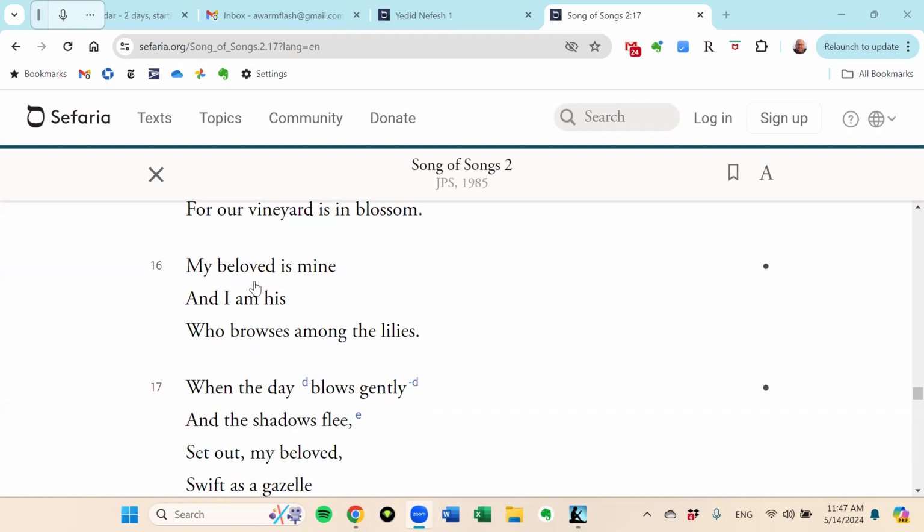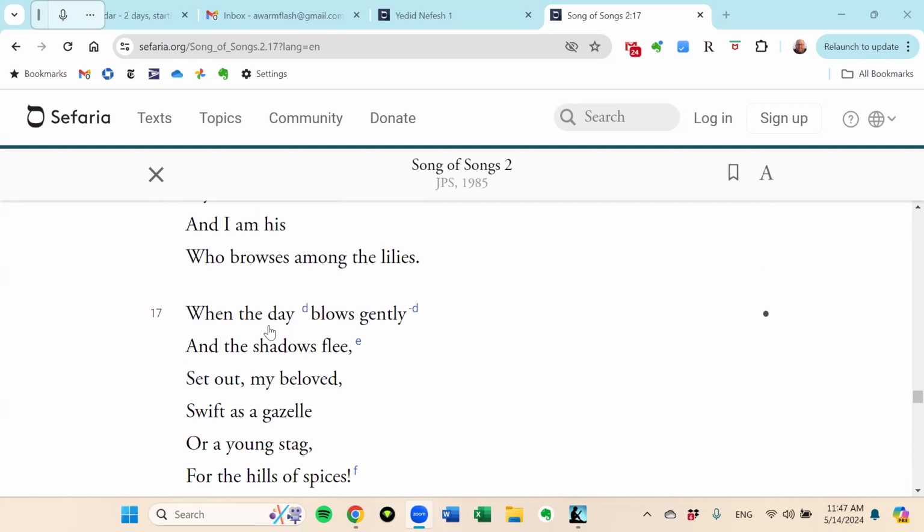You should recognize this. "My beloved is mine and I am his, who browses among the lilies." Dodi li va'ani lo. There are people who put this on their wedding rings. Sometimes I've done wedding ceremonies where the groom will say the traditional words, "Behold, you are betrothed to me as my wife, according to the laws of Moses and the people of Israel." And she will say to him, Dodi li va'ani lo, my beloved is mine.